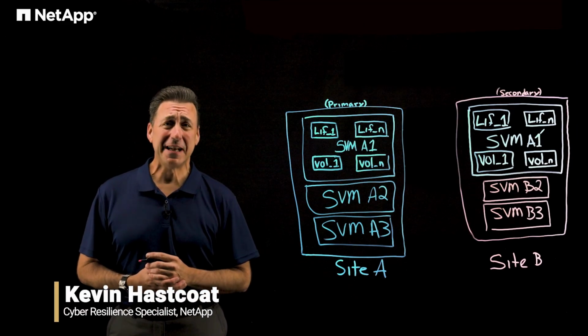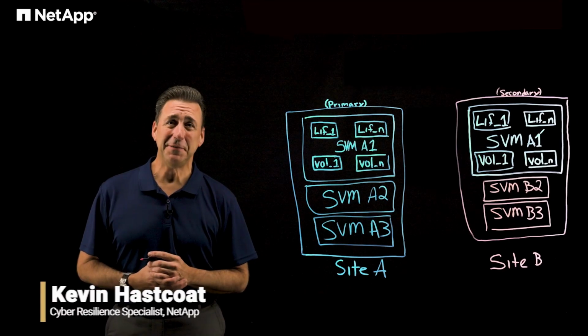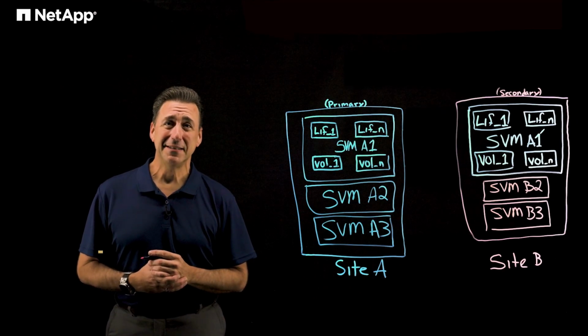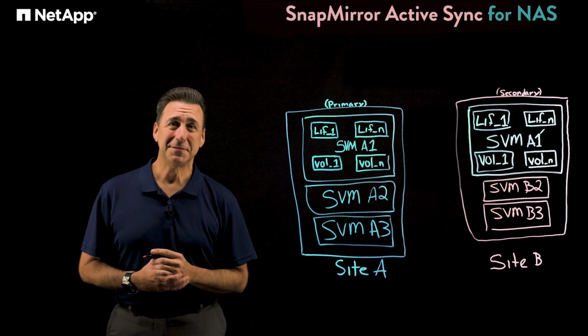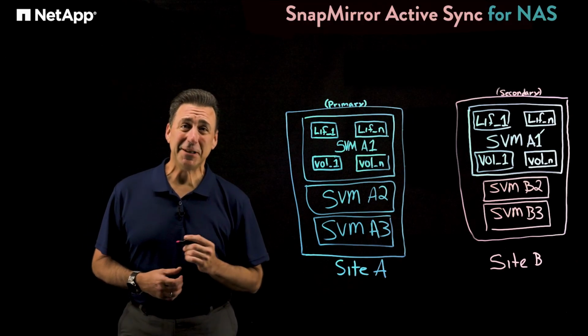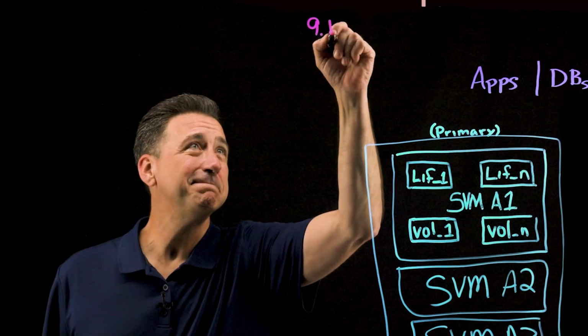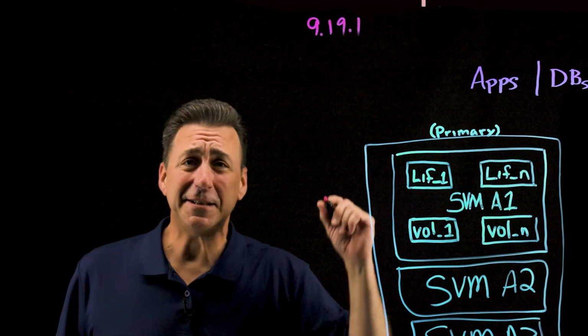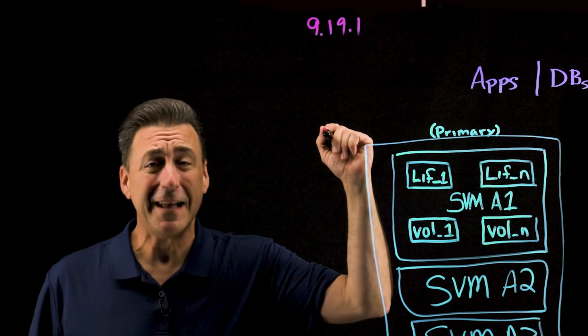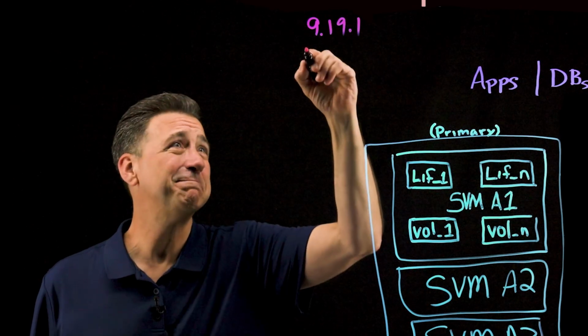And I am thrilled to have the opportunity to talk to you about a brand new feature coming for ONTAP called SnapMirror ActiveSync for NAS. Let's jump in. It'll be introduced in 9.19.1. And it's going to support both our AFF and our AFX platforms.